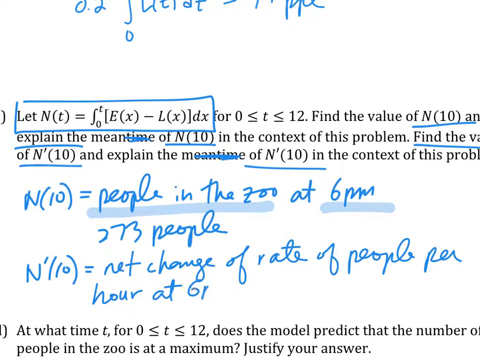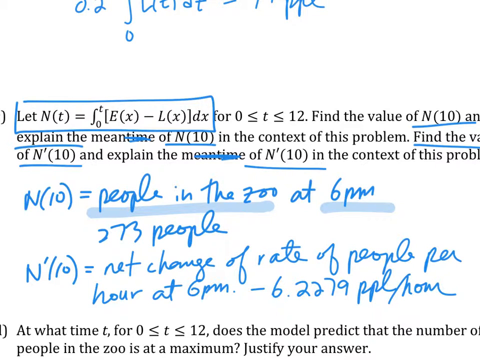At 6 p.m. that is minus 6.2279 people per hour. What does that mean? Minus 6.2279 people per hour. They're leaving, yeah, at about 6 people per hour at 6 p.m. That's not bad. Do I have to put the digits out since it's people?